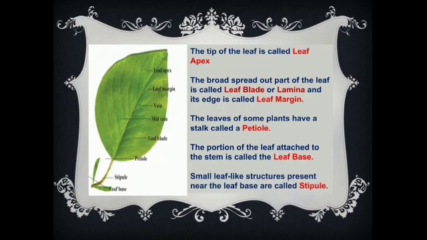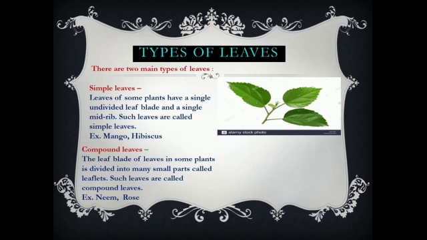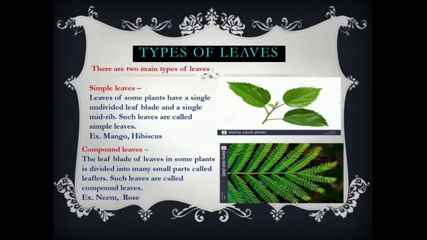Next, we are going to study types of leaves. There are two types of leaves, simple leaves and compound leaves. Simple leaves: leaves of some plants have a single undivided leaf blade and a single midrib. Such leaves are called simple leaves. Example, mango and hibiscus leaves. Second one is compound leaves. The leaf blade of leaves in some plants is divided into many small parts called leaflets. Such leaves are called compound leaves. Example, neem and rose leaves.